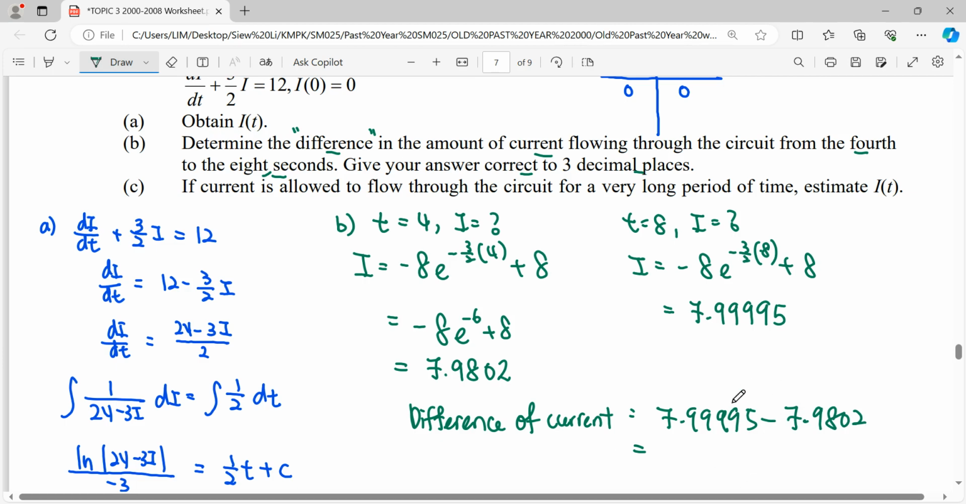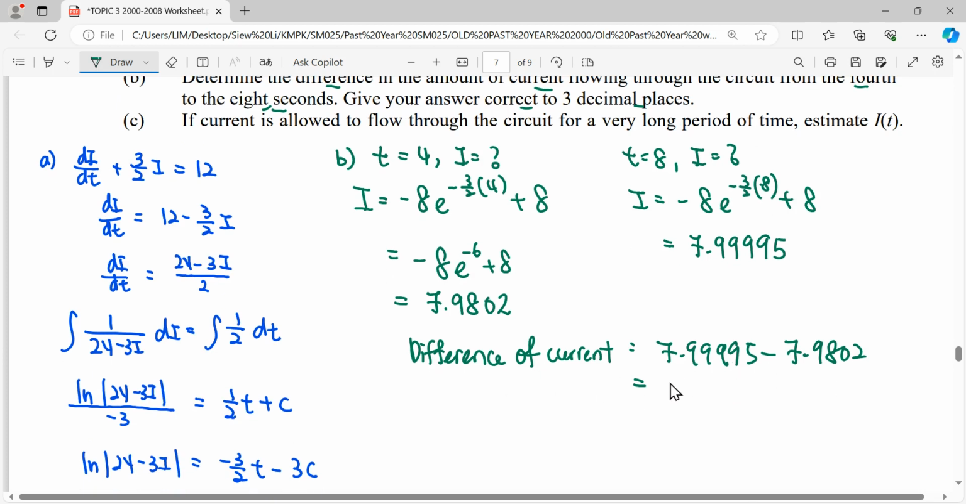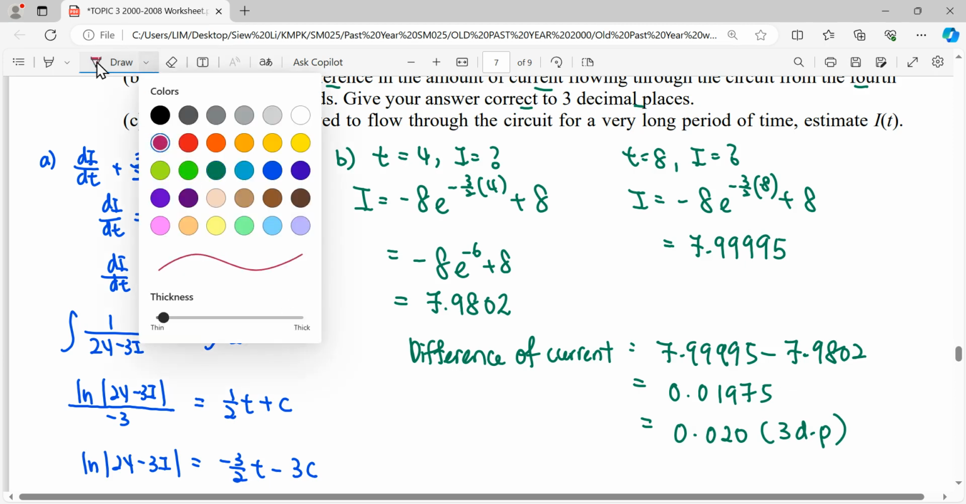Then only for this, we round off to 3 decimal places. So when we round off to 3 decimal places, it will be 0.020. Then we go for part C.